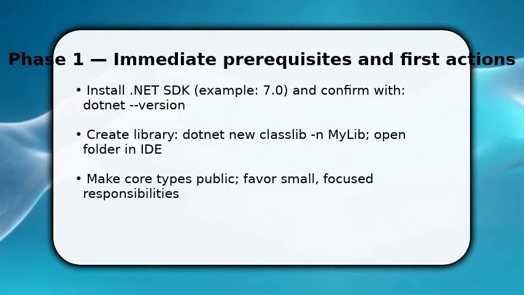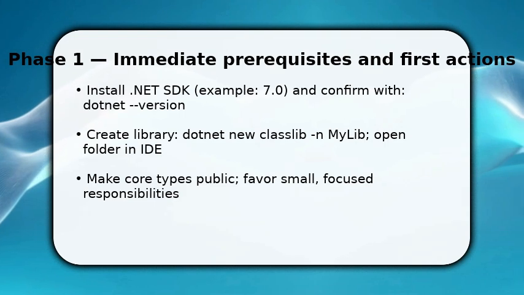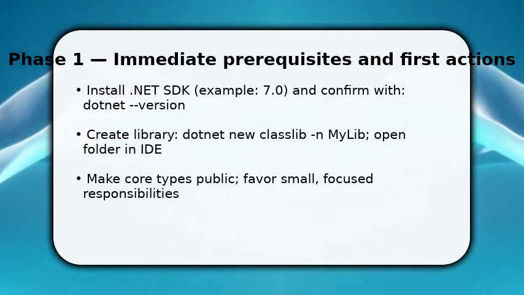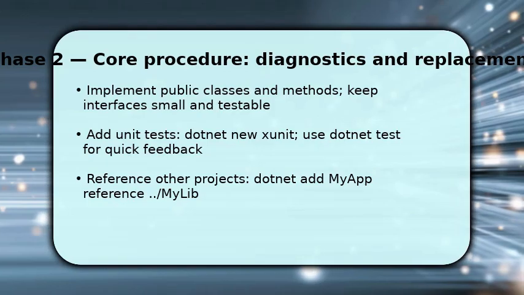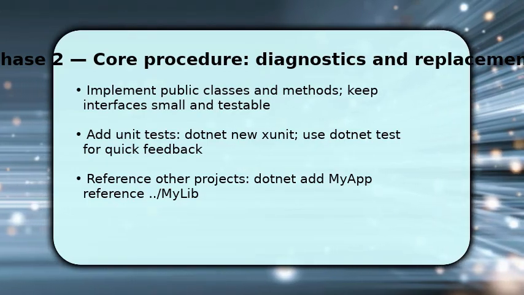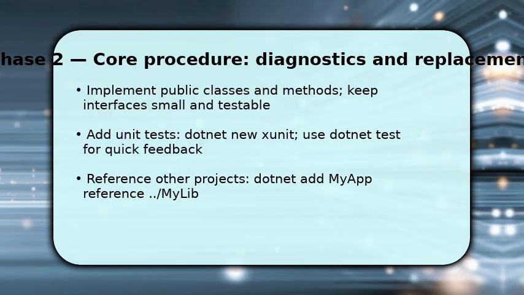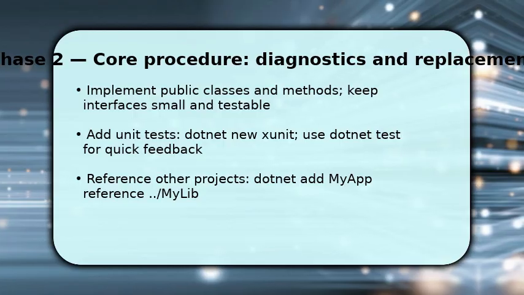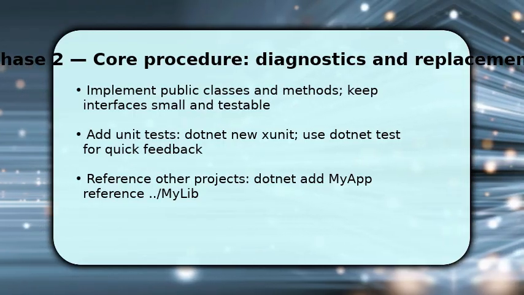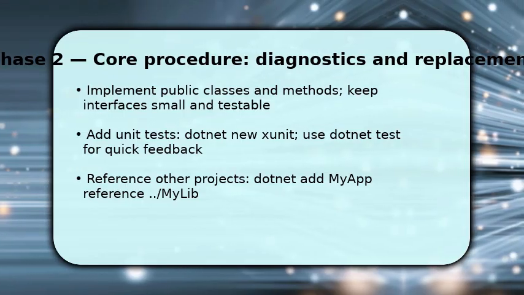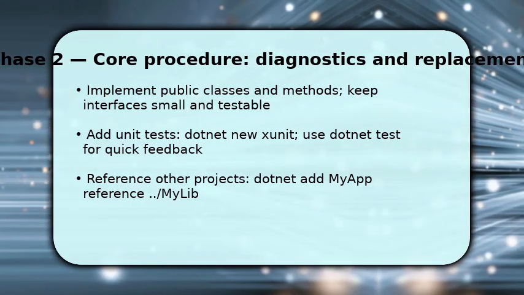You next implement functionality and make decisions about visibility. Public for API, internal for helpers. Once methods exist, add unit tests and run dotnet test frequently to catch regressions. If your library targets multiple frameworks, use multi-targeting in the project file. This expands compatibility. Then build with dotnet build, inspect the output DLL, and add project references via dotnet add reference.